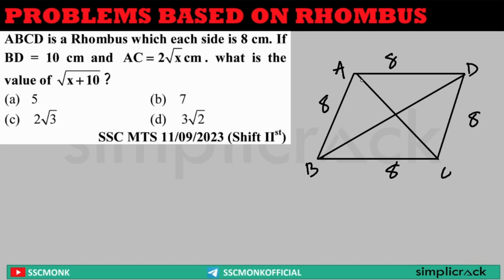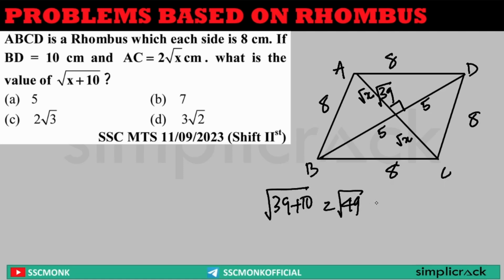Now see, in a rhombus, the diagonals bisect each other and they intersect each other at 90 degree. So let's say BD is equal to 10, that means this is 5, this is 5. If this is 2 root x, so this is root x, this is root x. Now see, this is 8, this is 5. 8 square minus 25, that is 64 minus 25, that is equal to 39. So x is equal to 39. So square root of 39 plus 10 is square root of 49, which is equal to 7 centimeter. Option B is the right answer.